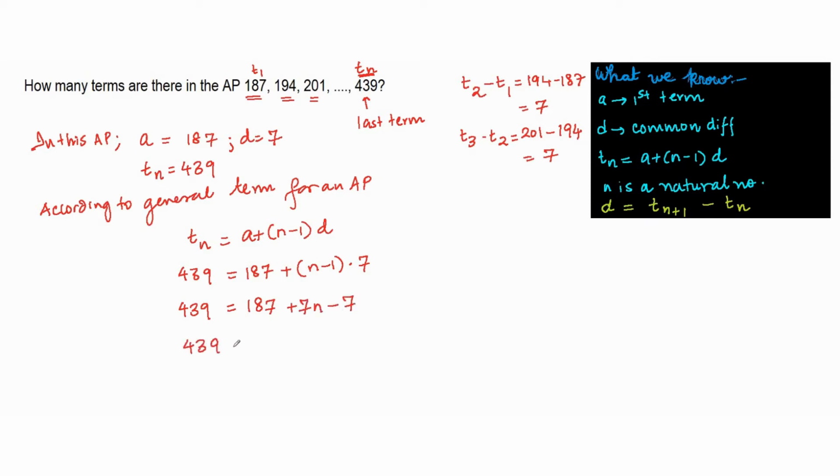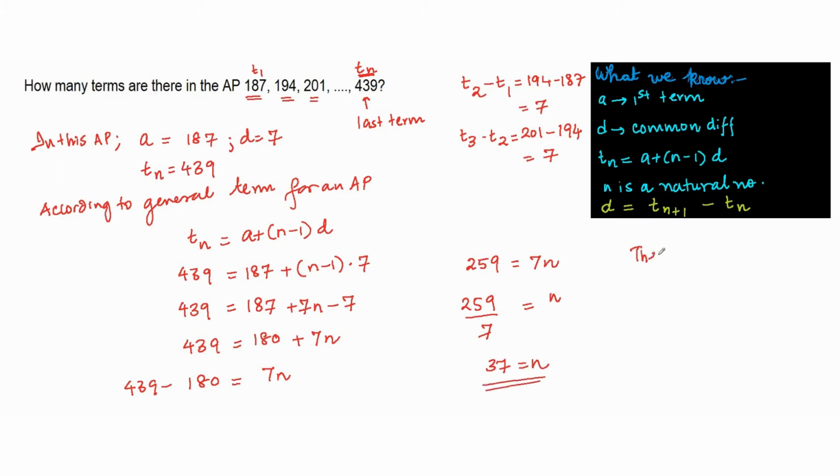Which means 439 is 187 minus 7, that is 180, plus 7n, and that means 7n is 439 minus 180. So now if I subtract this, I get 259 is equal to 7n, which means n is equal to 259 divided by 7. And therefore this becomes 37. So the value of n is 37. This implies there are 37 terms in this particular AP, right, in this AP. So this is the final answer.